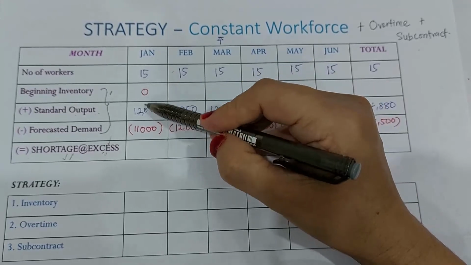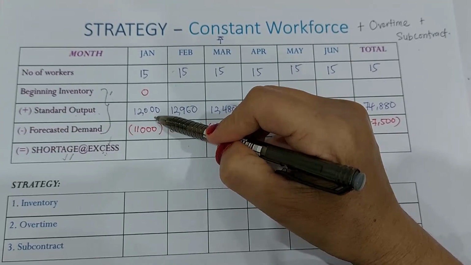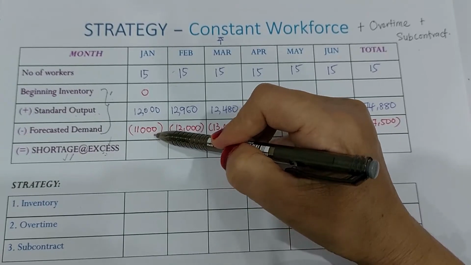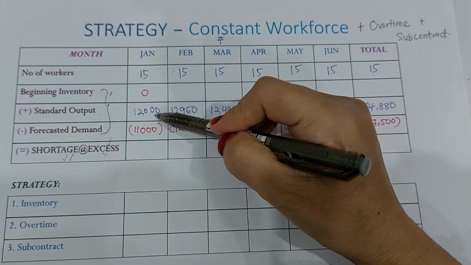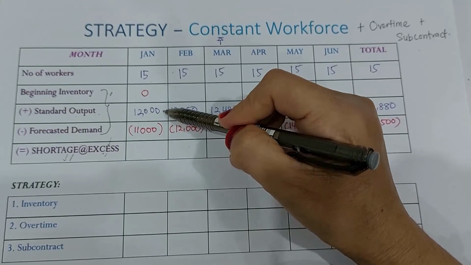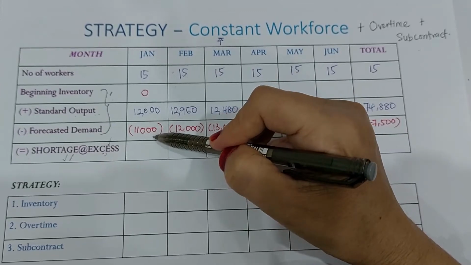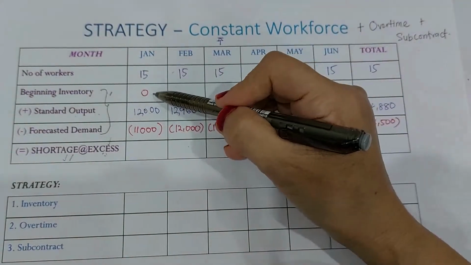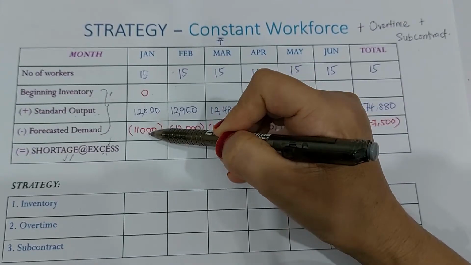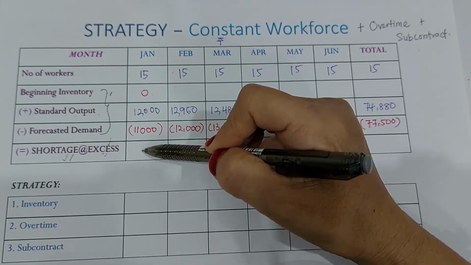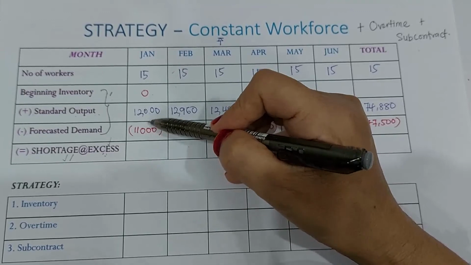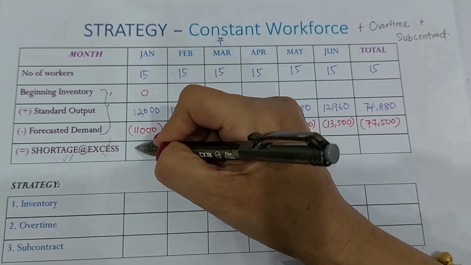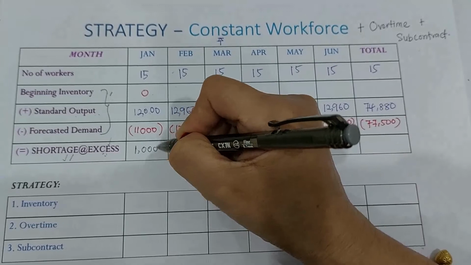So now let's look at January. The company is able to produce 12,000 units for this month, but the customers demand 11,000 units. Company dapat keluarkan 12,000 unit produk. Customer nak beli produk sebanyak 11,000 unit. So how to calculate the shortage and excess? We just take 0 plus 12,000 minus 11,000, and it gives us whether shortage or excess. We can see clearly that the company produced more than what the customers demand, so over here we will have an excess of 1,000 units.